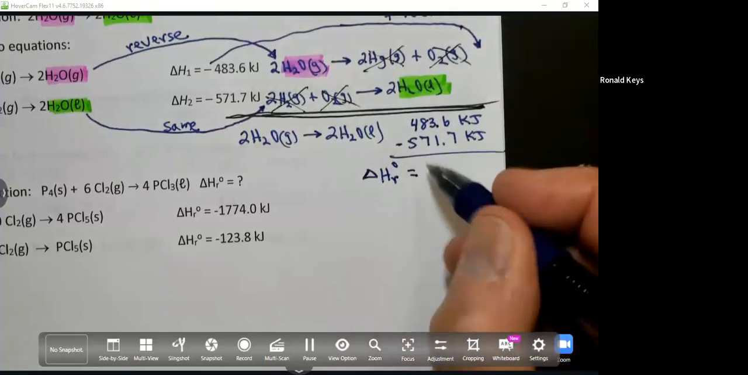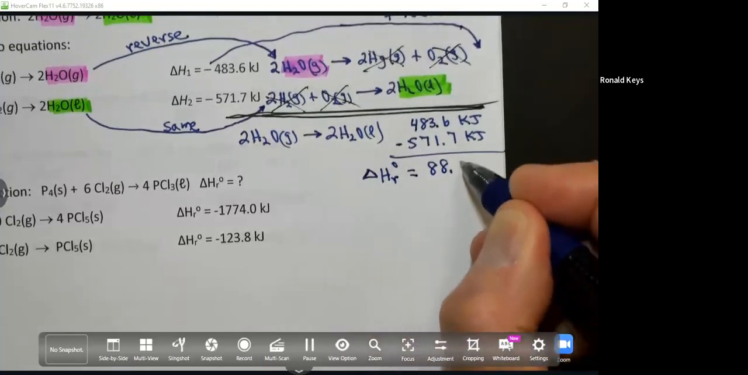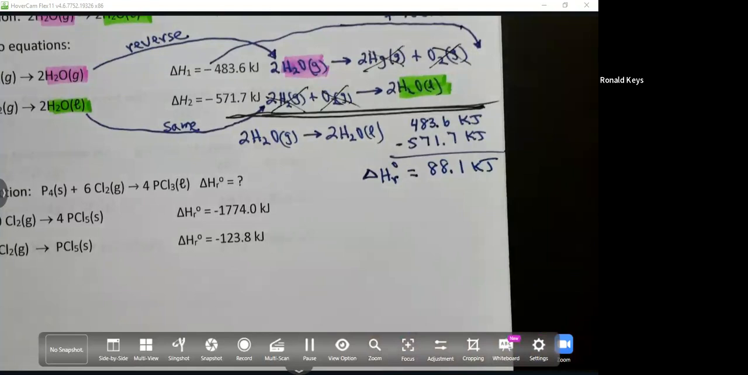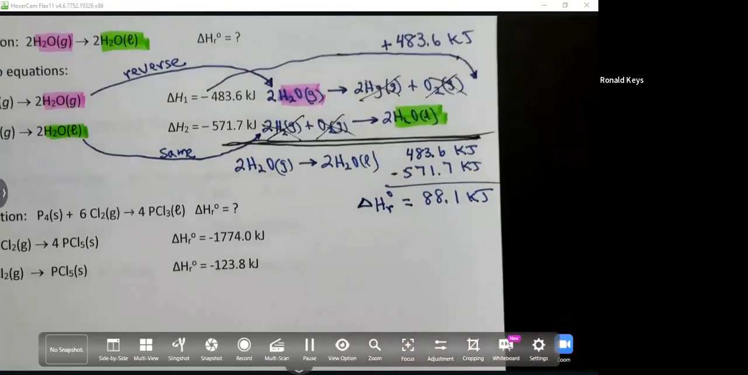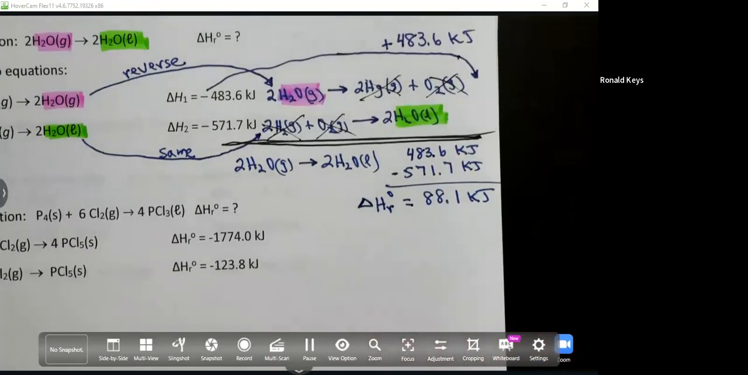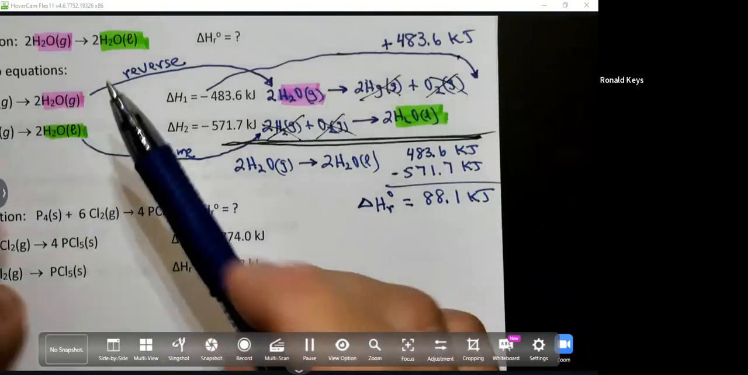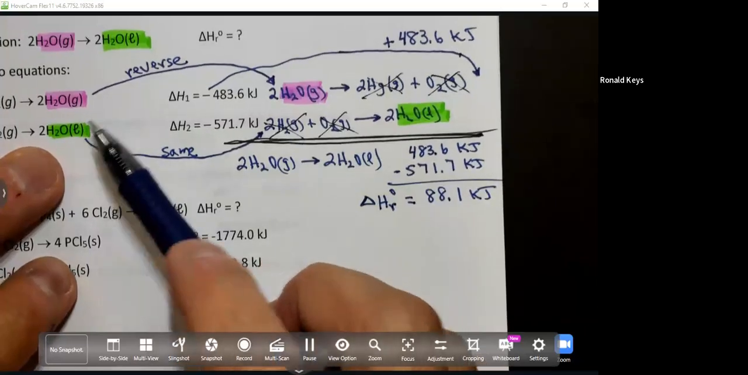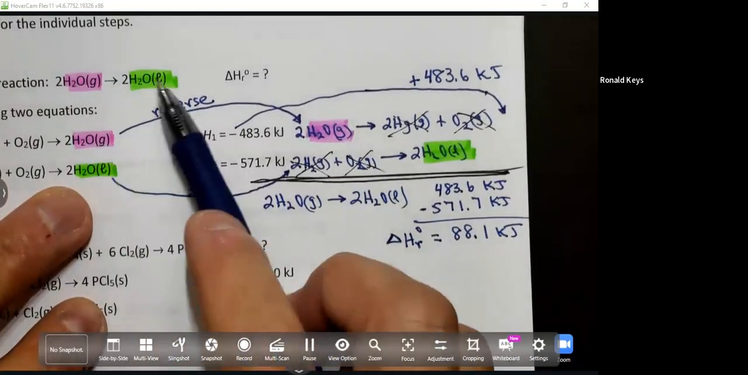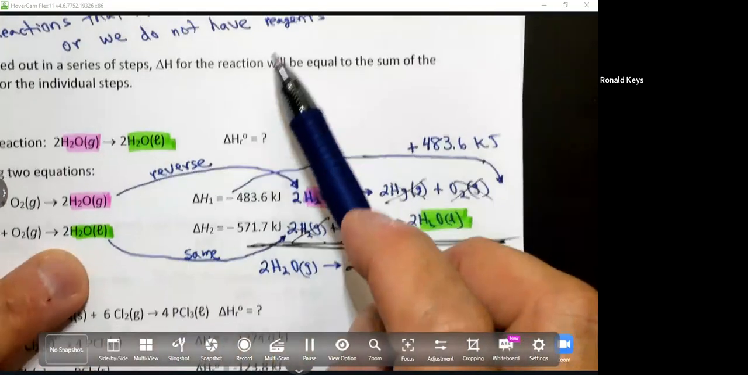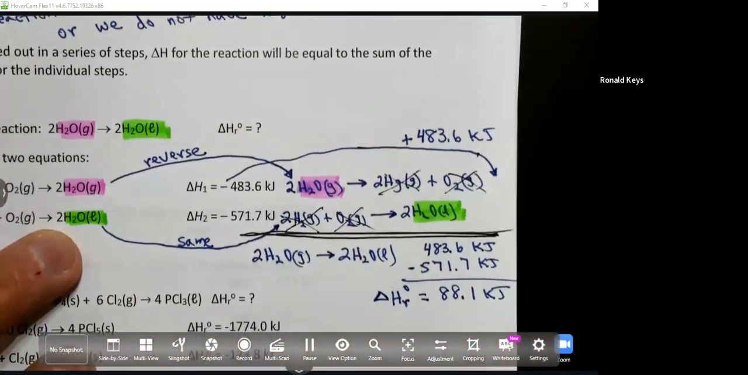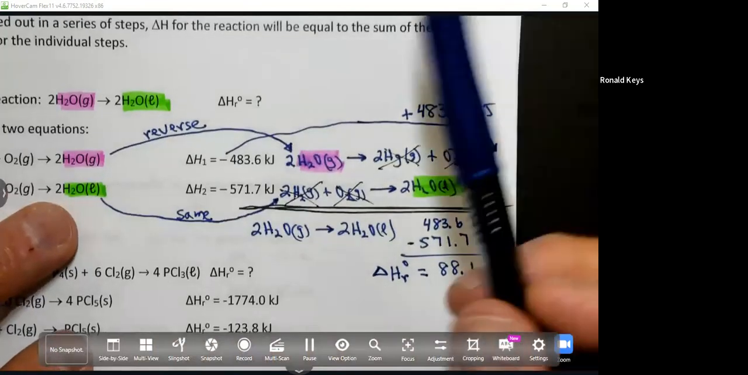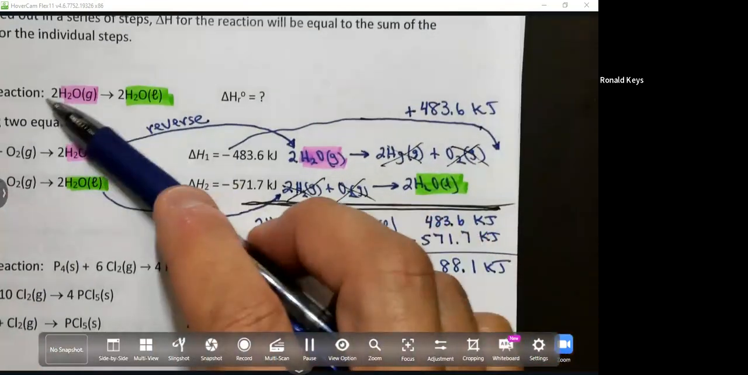So my enthalpy of reaction is negative 88.1. Okay, again, we're using these two reactions to get this reaction that we did not have the reagents to do. It's too dangerous to run. So we can combine reactions to get the one we're looking for.